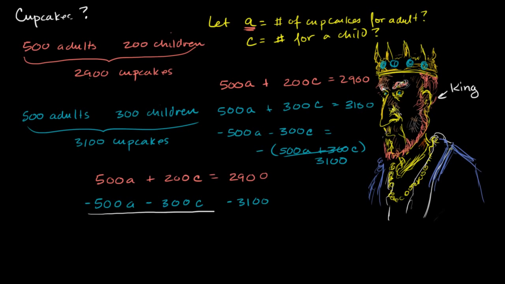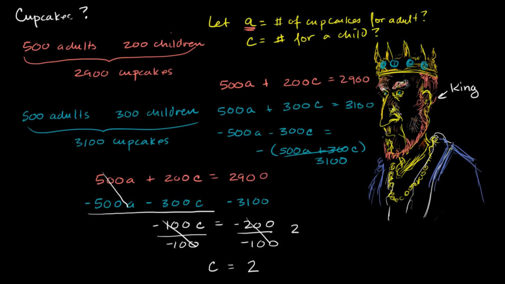On the left-hand side, 500A minus 500A, those cancel out. 200C minus 300C gives us negative 100C. And on the right-hand side, 2900 minus 3100 is negative 200. Well, now we have one equation with one unknown, and we know how to solve this. We can divide both sides by negative 100. These cancel out, and over here you end up with a positive 2. So C is equal to positive 2.